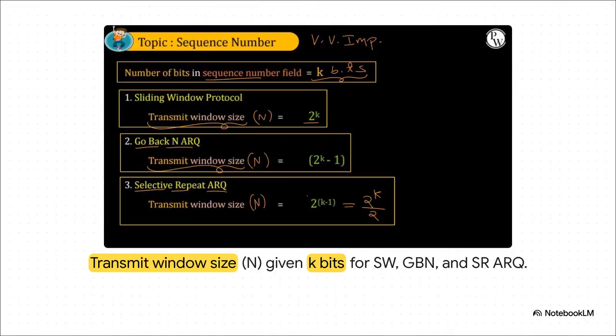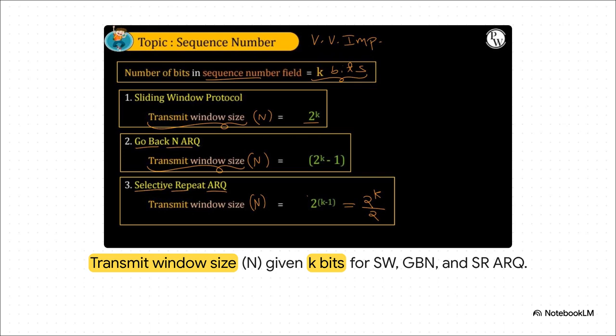Since our total pool of numbers is now rigidly capped by binary math, our maximum window limits absolutely have to change. Let's break down how the maximum transmit window size, N, scales when we use those k bits. For the standard sliding window, N is simply 2 to the power of k. Easy enough. For go back N, because we need that one distinct sequence reserved for the receiver, N becomes 2 to the power of k, all minus 1.